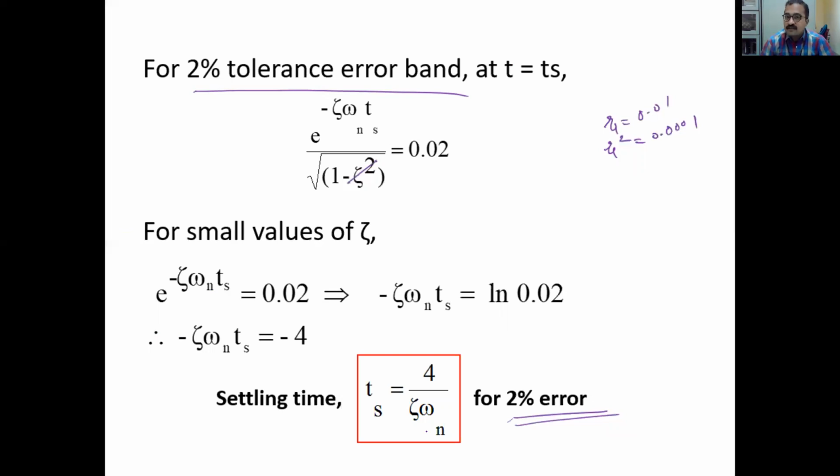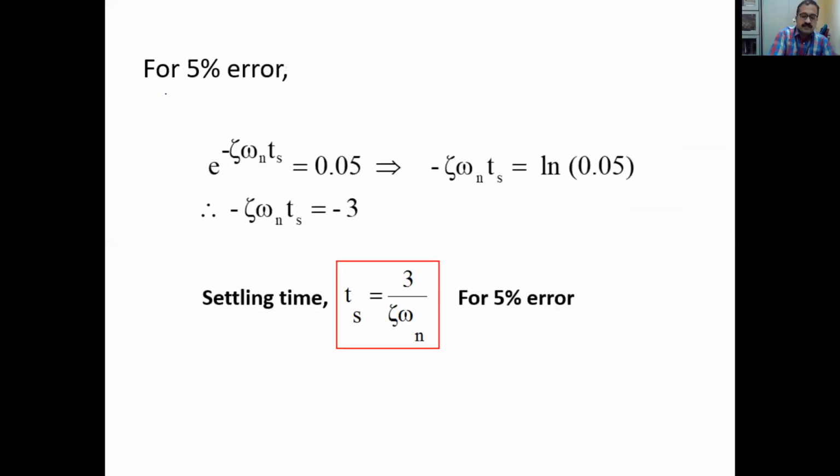What is zeta omega n? It is the real part of the complex pole. Correct? What is the complex pole? Minus theta omega n plus minus j omega n into root of 1 minus theta square. Okay, so settling time is determined by the real part of the complex conjugate pole. That is for 2% error, right? There is one more, and that is called 5% tolerance error. Okay, so equate the exponential term to 5% error. You will get settling time as 3 divided by zeta omega n. Okay, so these are the different time domain specifications.